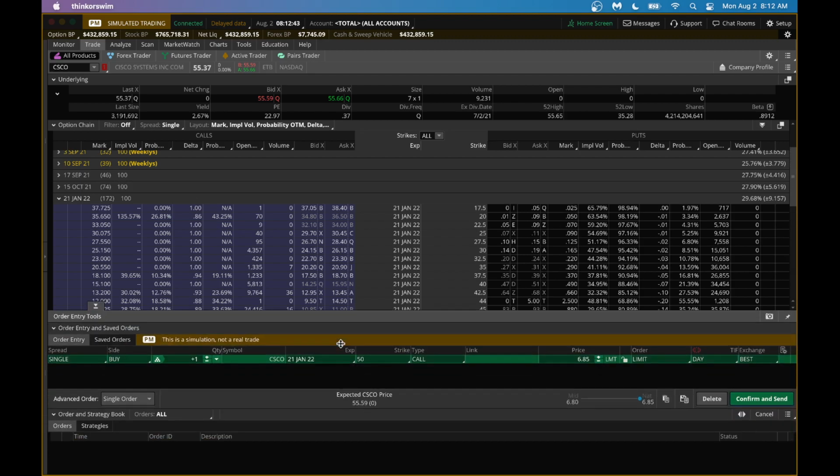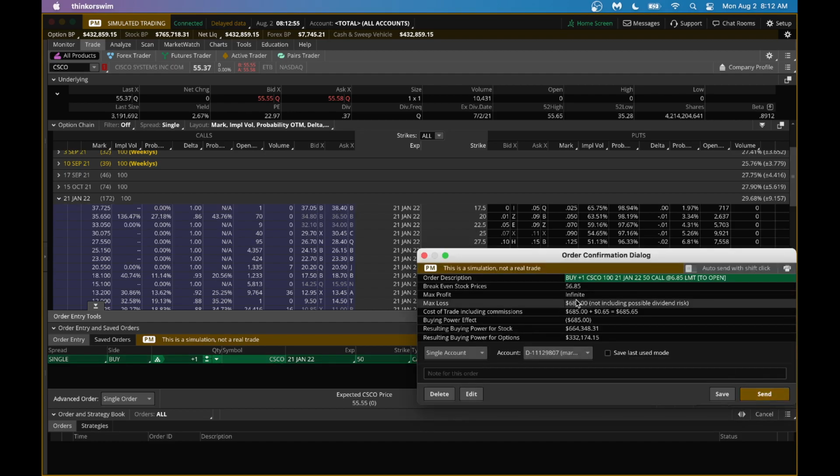You could buy this right here and pay $6.85. This will control 100 shares of Cisco, expiring on 21 Jan 22. You could confirm and send here. You pay $6.85, your profit potential is infinite. If Cisco stock goes up to 56.85, you will start making money. That's the break-even point. Otherwise, you will lose the money you paid, which is $6.85.